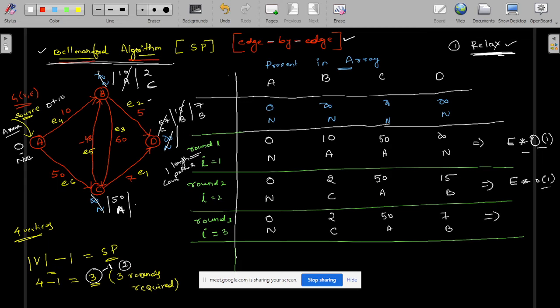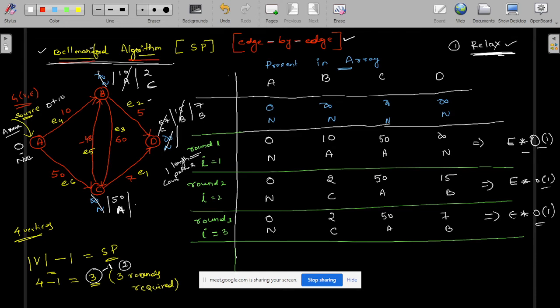How much time is it taking? Edge into big O of 1. Okay, this much time it is taking. Clear everyone? Everybody clear or not? This is how you are going to find the shortest path, the shortest path for the Bellman-Ford algorithm. Very simple. This is the way you have to do it.